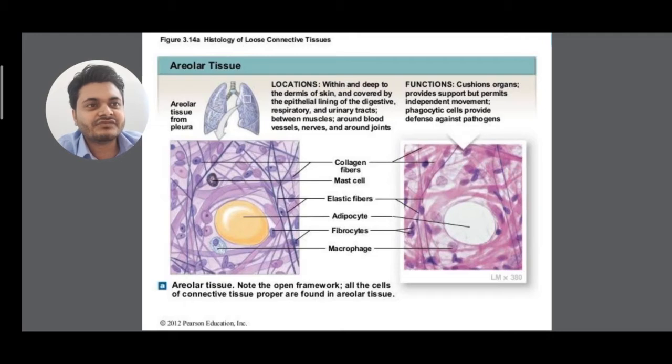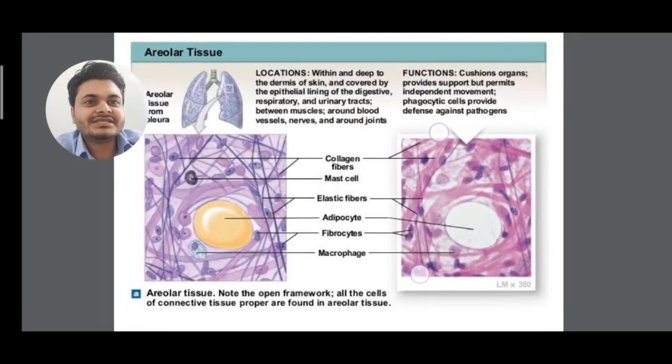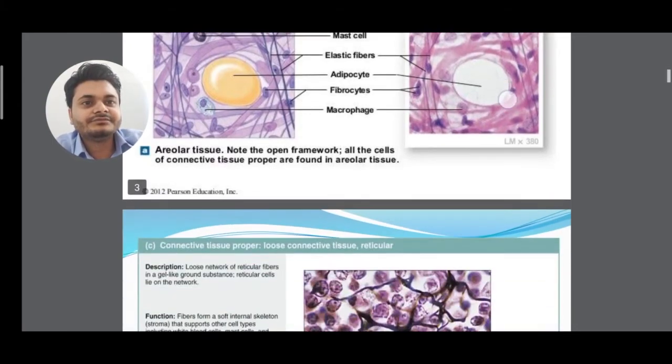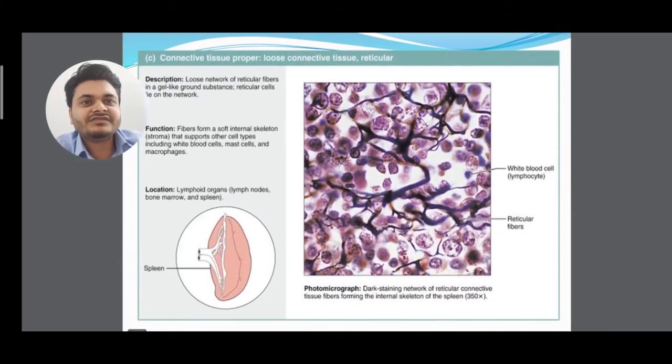And what is its function? It acts as a cushion for organs. Clear? It protects, supports, but permits independent movement, phagocytizes cells, and defends against pathogens. So this is the areolar tissue. Very nice diagram I have given. You can see areolar tissue from the pleura. Clear? Pleura is what? The covering of the lungs. The sections I have shown here. Very good diagram.